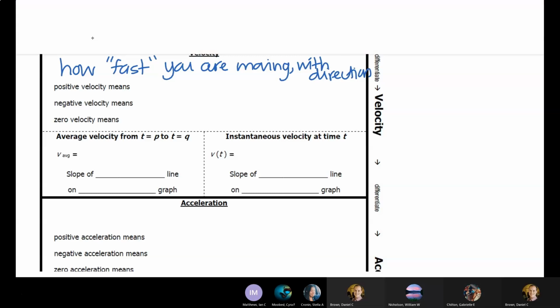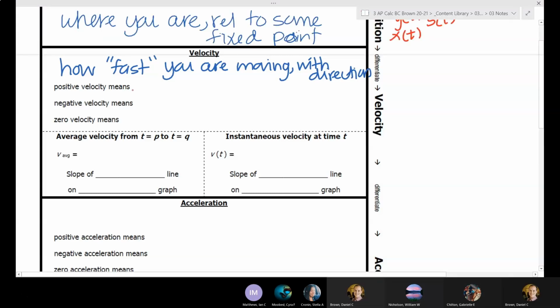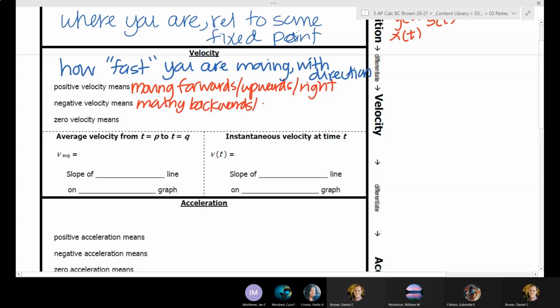So we're going to say that a positive velocity is going to mean that you are moving forwards, upwards, or it can be moving towards the right. Any type of positive associated movement is going to be a positive velocity. If you have a negative velocity, that's going to be the same thing as moving backwards, downward, or to the left. So all those are associated with the negative. It just depends on the context of the problem.